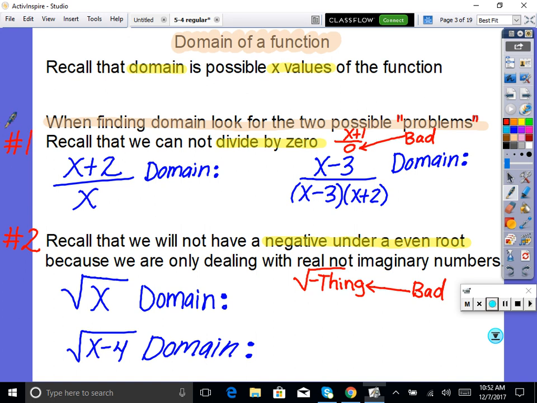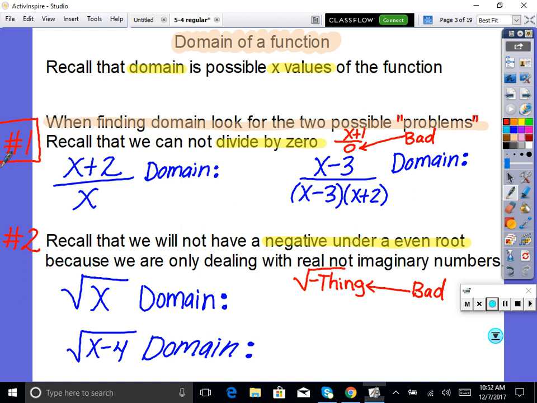So you should be writing this down. The first restriction when dealing with domain or possible x values is first look for the problem of dividing by 0. So if it's a division problem, there will be a restriction in the domain. It's when the bottom equals 0. That will have to not be in our domain. So that's the first problem you look for. If you're dealing with a division problem, your domain is going to have restrictions. Does that make sense?